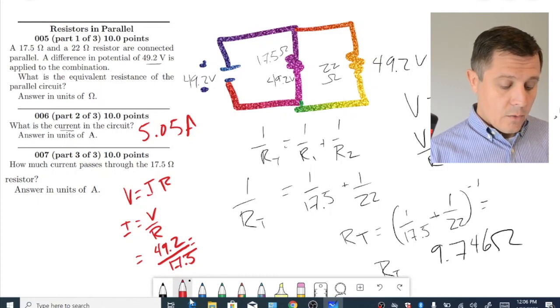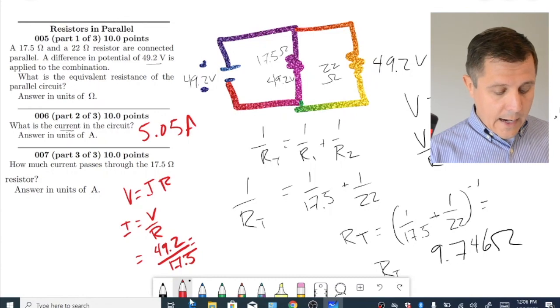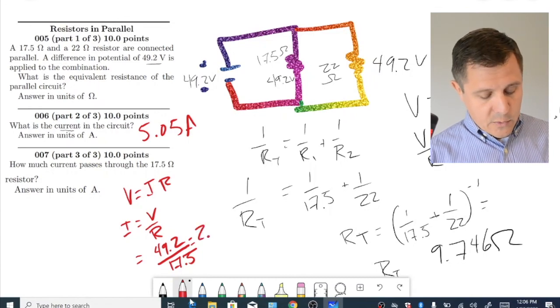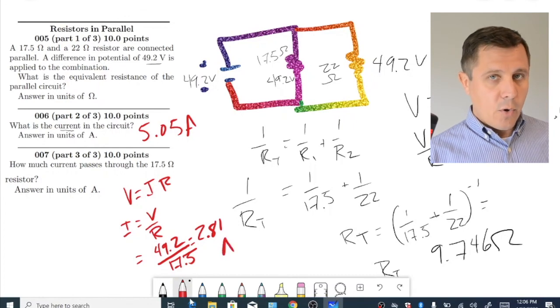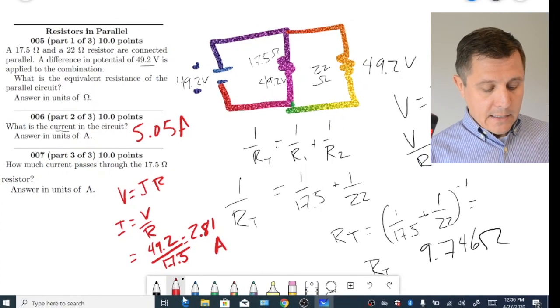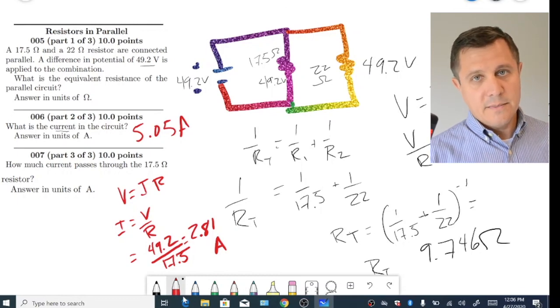Quick note: the total current was 5.05, and we got the current through this resistor to be 2.8. So if we do 5.05 minus 2.8, we get the current going through the other resistor as well. Okay, that's it.